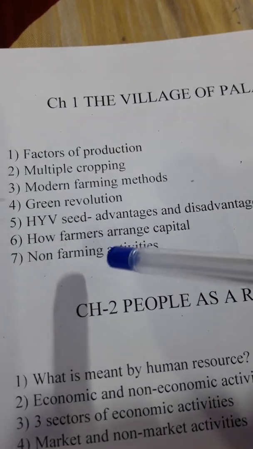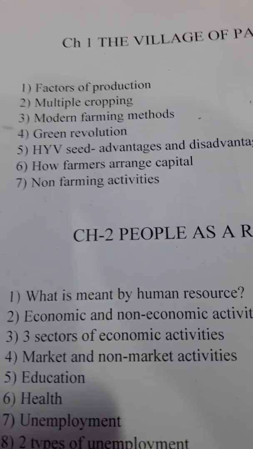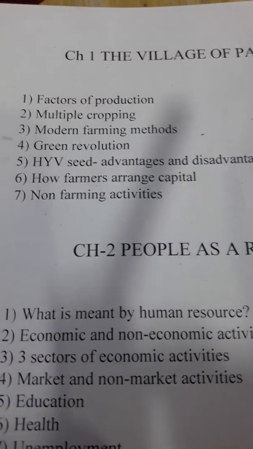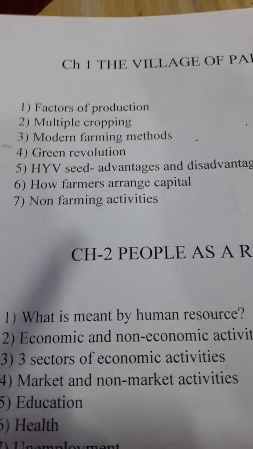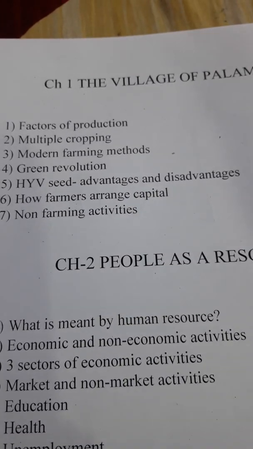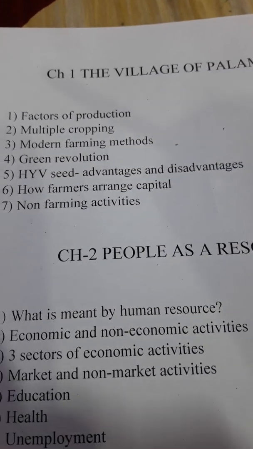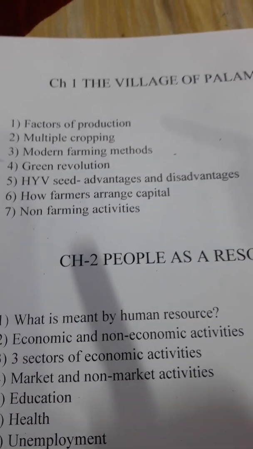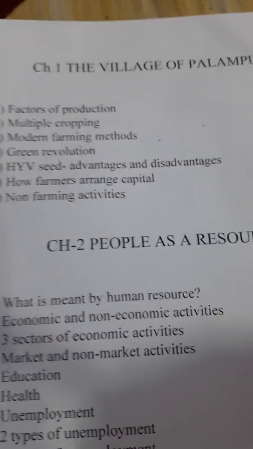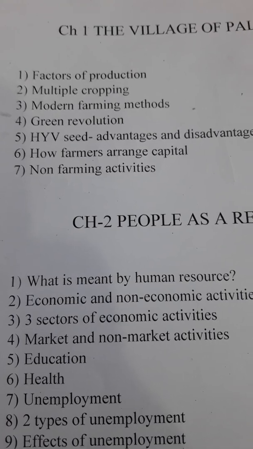Sixth, how farmers arrange capital. This is a question from back of the chapter, and it is again a very important question. This word farmer is used for small farmers as well as large and medium farmers. So you have to give a detailed description for all types of farmers. And the last point from chapter number 1 is non-farming activities of Palampur. You have to again describe all the non-farming activities which were taking place in Palampur.